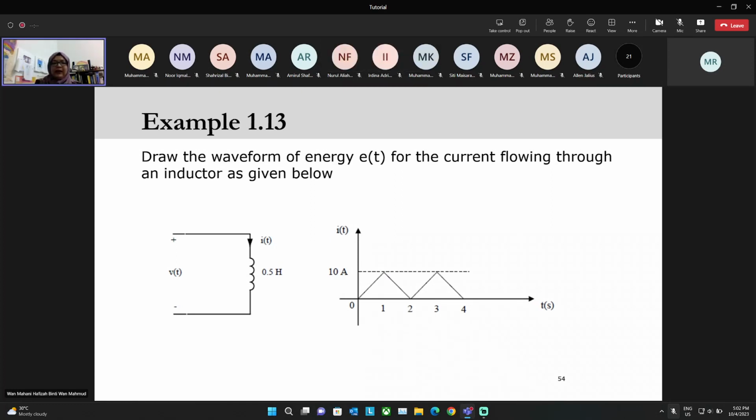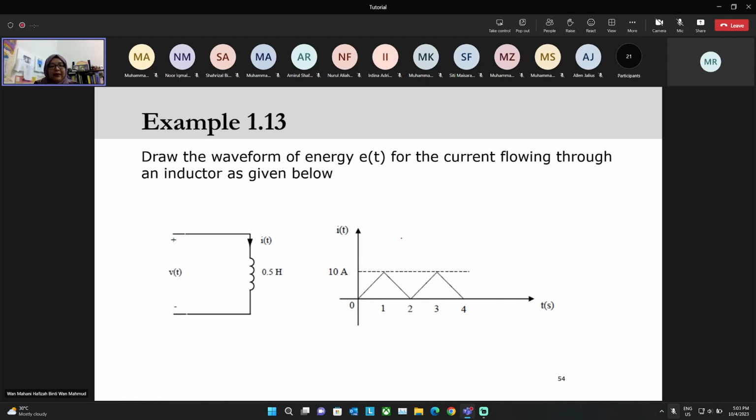And this is the last example kan yang kita buat semalam. Example 1.13, yang mana soalan ni minta cari energi E ataupun W lah for the current flowing through an inductor. So kalau untuk semalam saya just nak bagi tahulah teknik lain. Tak adalah lain sangat, sebenarnya sama.